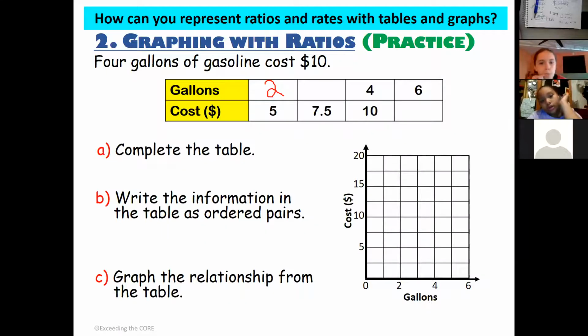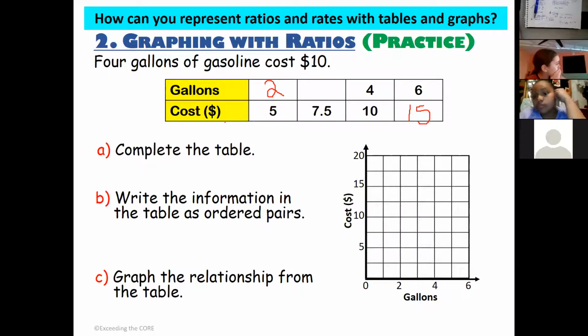Now let's look. Can I go from 2 to 6? Yes. What do I do? Multiply by 3. Times 3. So what's 5 times 3? 15. 15.